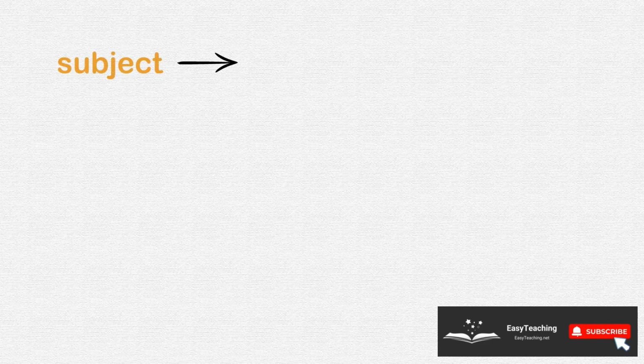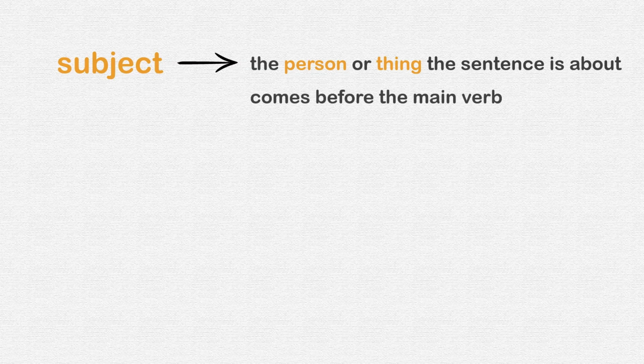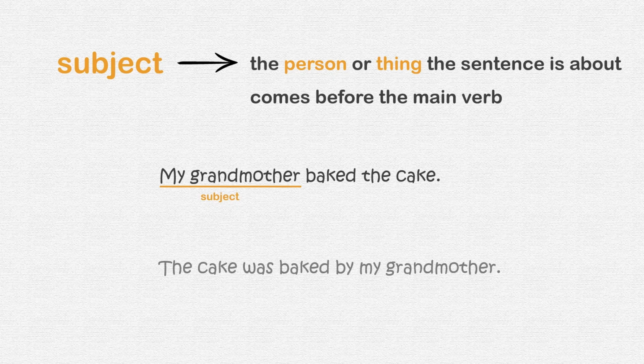The subject of the sentence is the person or thing that the sentence is about. The subject of the sentence always comes before the main verb. For example, the subject in this sentence is my grandmother. My grandmother baked the cake. And the subject in this sentence is the cake. The cake was baked by my grandmother.